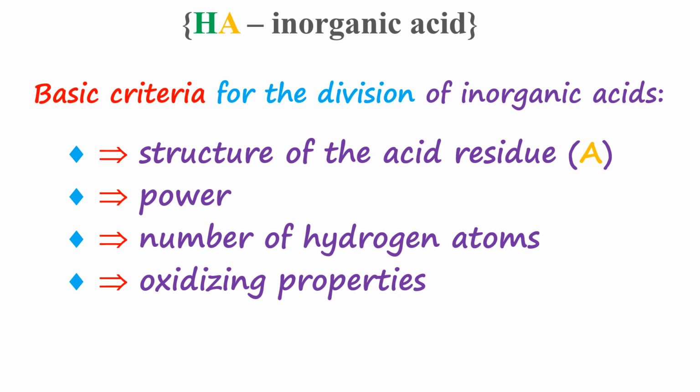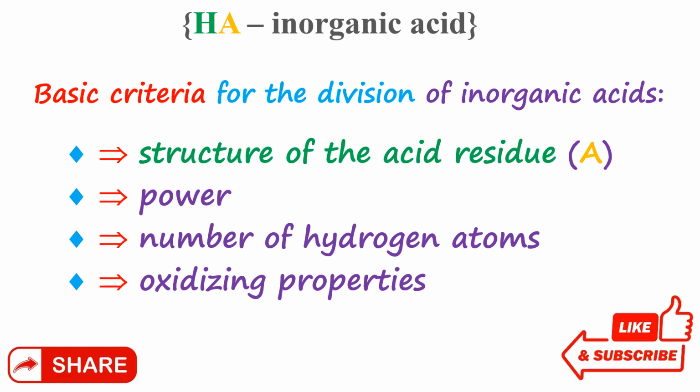Here they are. The first one is structure of the acid residue. The second is division by power. The third one is the division according to the number of hydrogen atoms, and the fourth one is the division based on oxidizing properties. Now let's focus on the first division, the structure of the acid residue A.